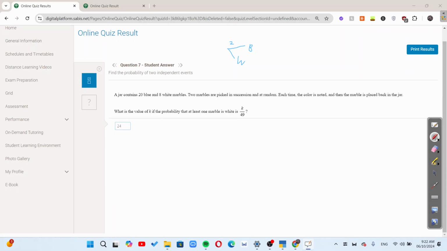Your chances for blue are 20 over 28, and your chances for white are 8 over 28. Now, they picked 2 marbles right after each other. After they picked the first one, they directly picked another one. Each time they noted the color and put it back in the jar. So be careful, it's placed back in the jar. What's the probability that you're getting at least 1 white marble?